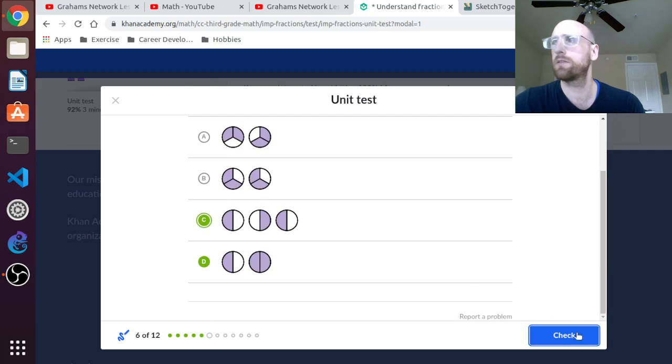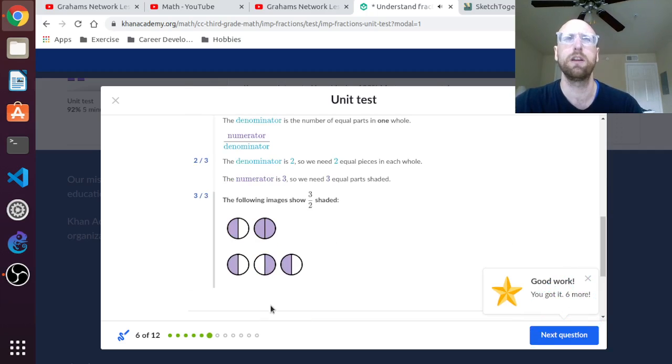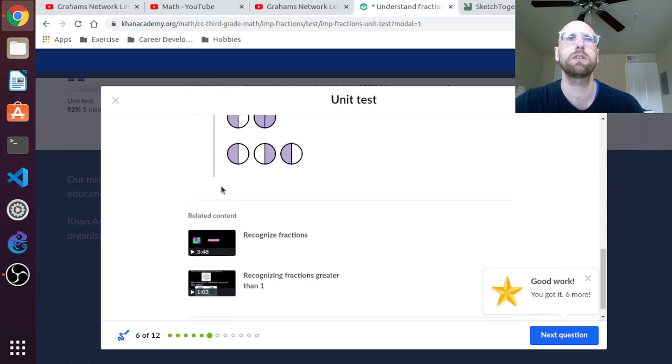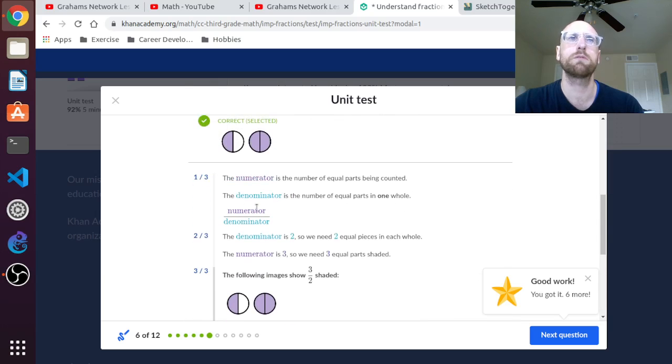Yeah, it must be this. Oh, that's okay. That actually took me by surprise. Let's look at the step-by-step solution and see what the explanation of that is.